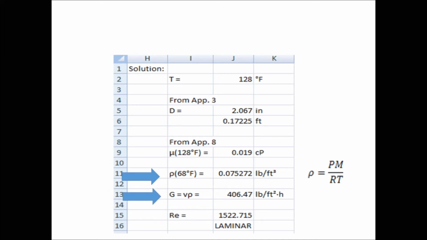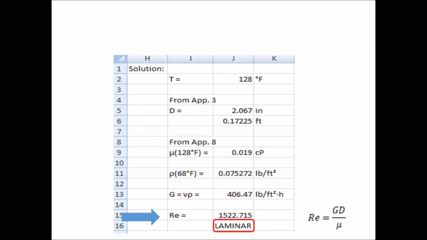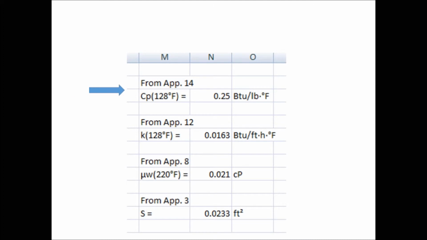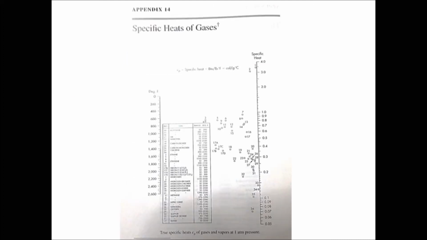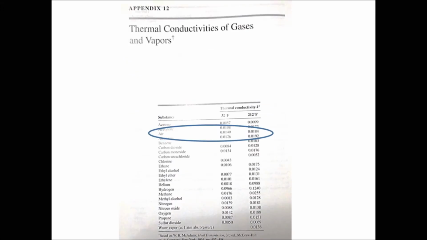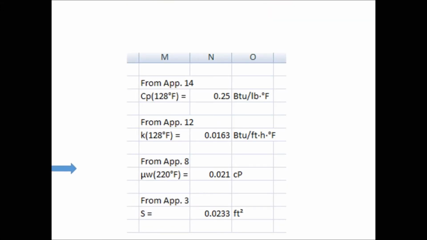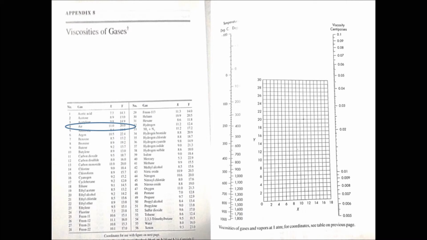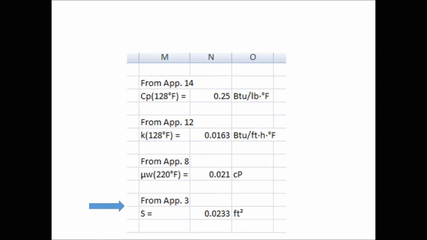From that, we can solve the mass velocity using G equals V times ρ. Then, we can calculate the Reynolds number using GD over mu. We then obtain a laminar flow after we plug in the values. This verifies the equations that will be used in the process. First, quantities are needed such as specific heat from Appendix 14, thermal conductivity from Appendix 12, viscosity at the wall from Appendix 8, and cross-sectional area of the pipe from Appendix 3.